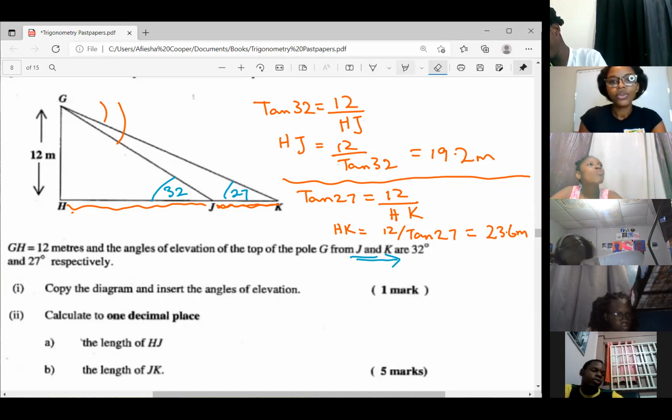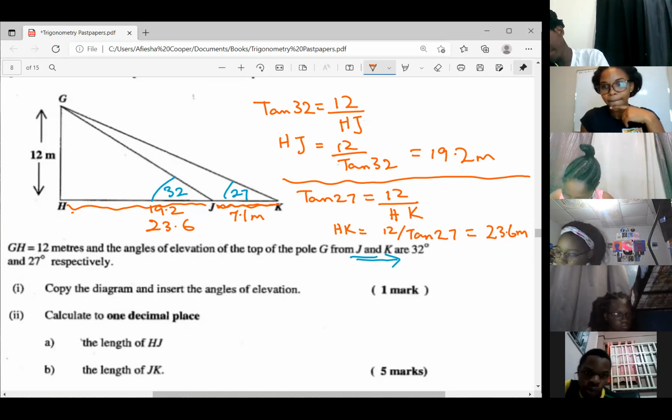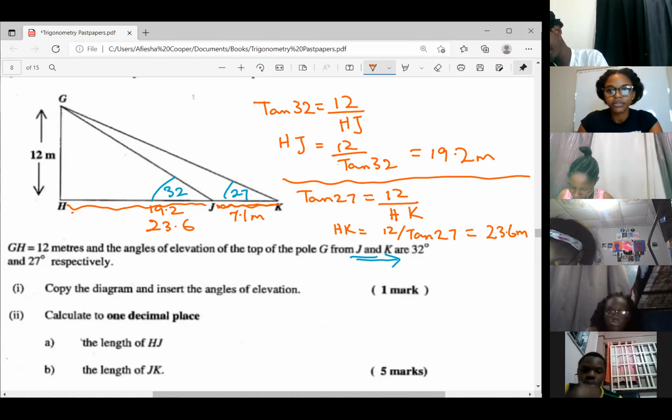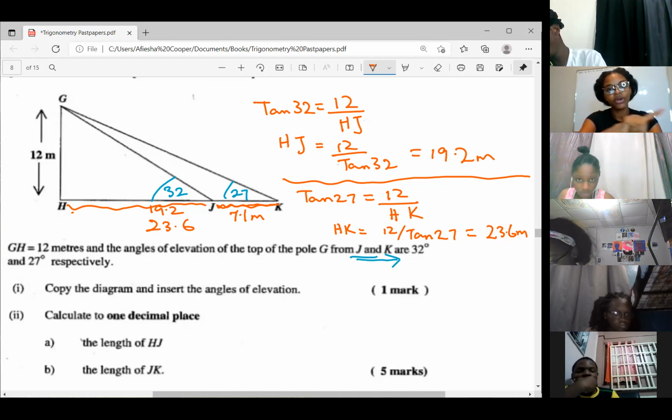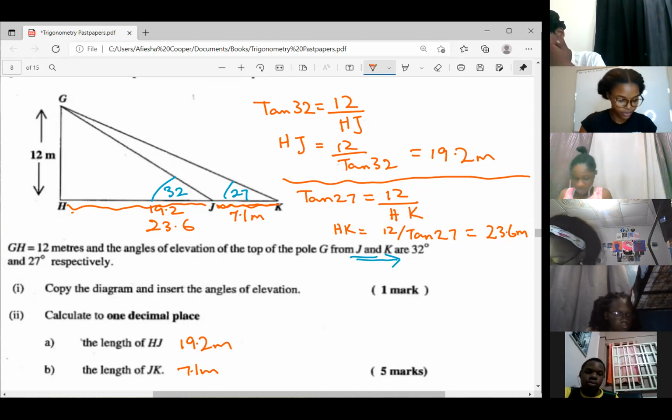So 23.6. Now we go on to our final answer, which is subtracting. So this whole thing is 23.6 and here is 19.2. So we subtract it to get 7.1. Yeah? You're with me? So we just find for the long line, which is HK. We already have HJ, so we subtract the two to get JK. 7.1 meters and 19.2 meters.